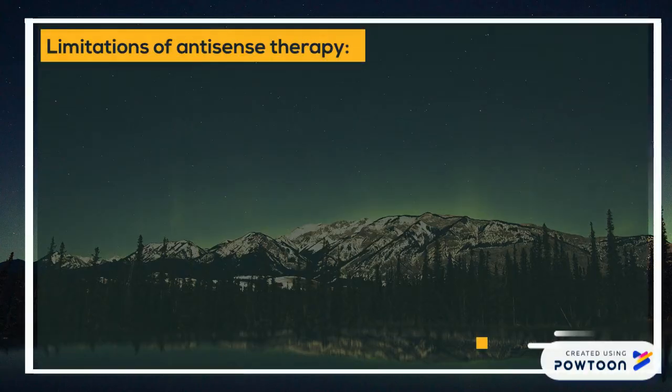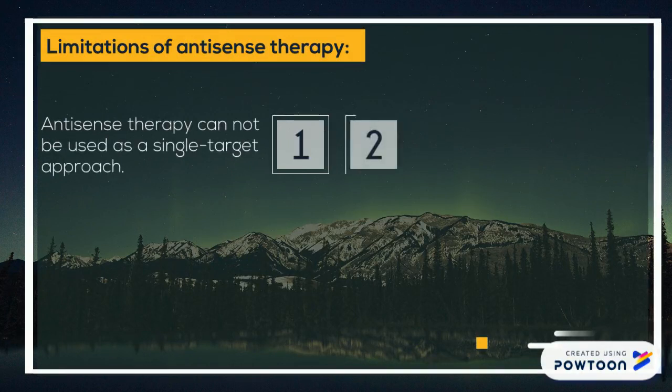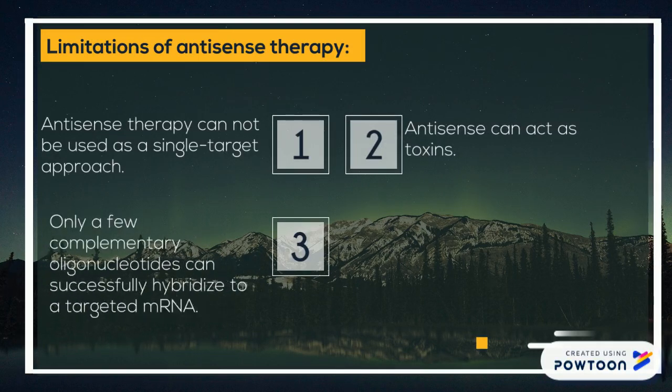Limitation of antisense therapy. Antisense therapy cannot be used as a single target approach. This is because many diseases are caused by multiple unrelated genetic alterations. Antisense can act as toxins as they can bind to other mRNAs and cause immune activation. Only a few complementary oligonucleotides can successfully hybridize to a targeted mRNA due to the secondary or tertiary mRNA structure and/or to the proteins bound to the RNA.